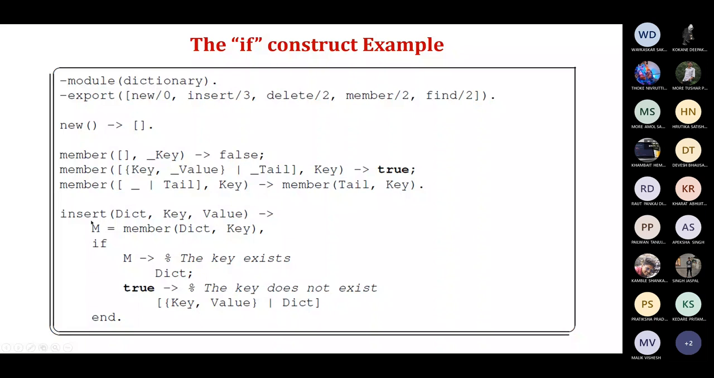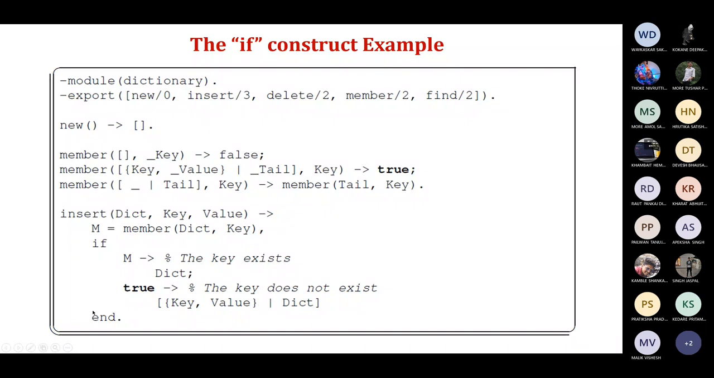Now let's talk about this insert function. Insert function should have three parameters. So 1, 2 and 3. The first is the dictionary, the second is the key, and the third is the value. So this is the same. There are some programming lines which are written, and this is how it executes.